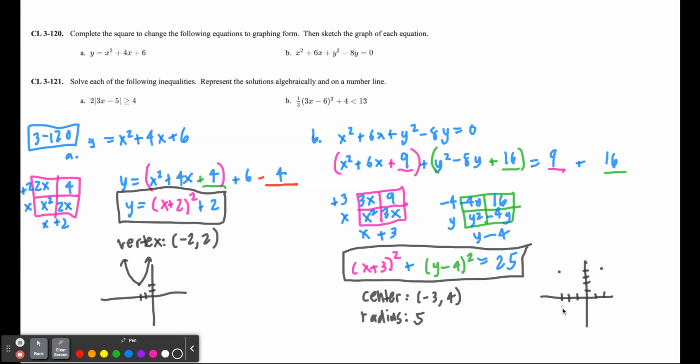So your radius is 5. So that's what your circle looks like. Okay, let me clear the screen for 3-21.